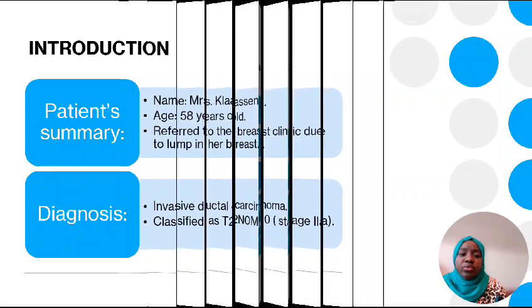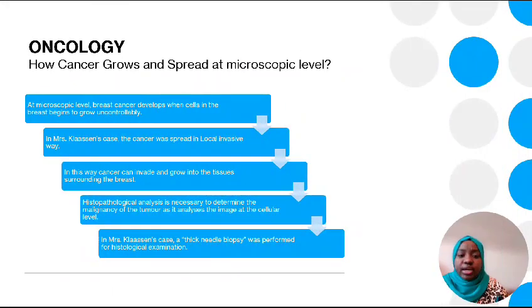Let's take a look at oncology. Here comes a question. How did her cancer grow and spread at microscopic level? At microscopic level, in breast cancer development, cells in the breast begin to grow uncontrollably. These cells can form a tumor and can be seen on an X-ray or felt as a lump. The tumor is malignant if the cell can grow into surrounding tissue or spread to distant areas of the body.